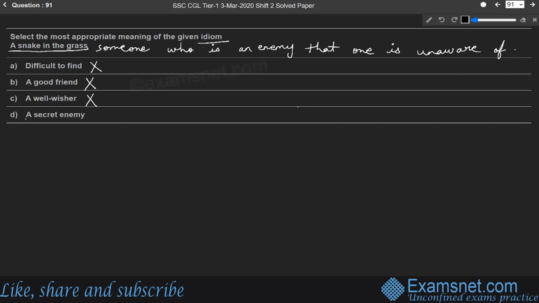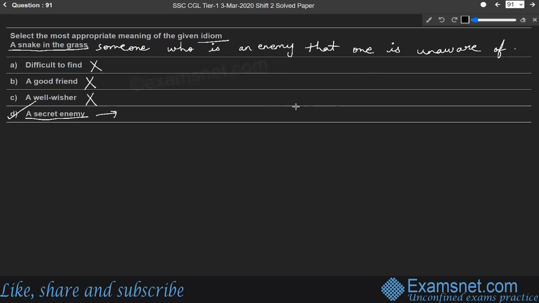Last option is a secret enemy. A secret enemy means an enemy about whom we do not know or we are not aware of. So this seems correct according to the given idiom, because the given idiom means someone who is an enemy that one is unaware of. Means a person doesn't know about his or her enemy. So it must be a secret enemy, right? Therefore, the correct option for this question is option D here. I hope you are clear with this question.